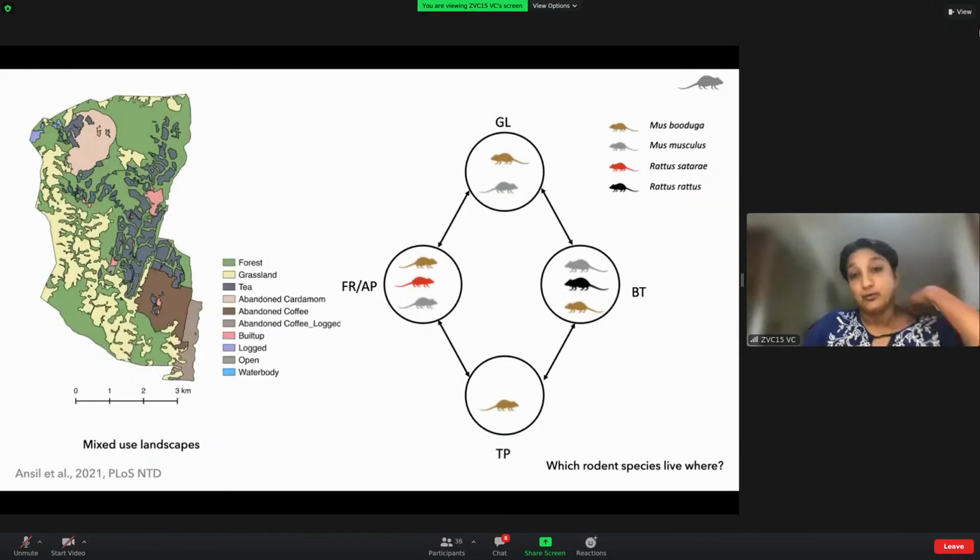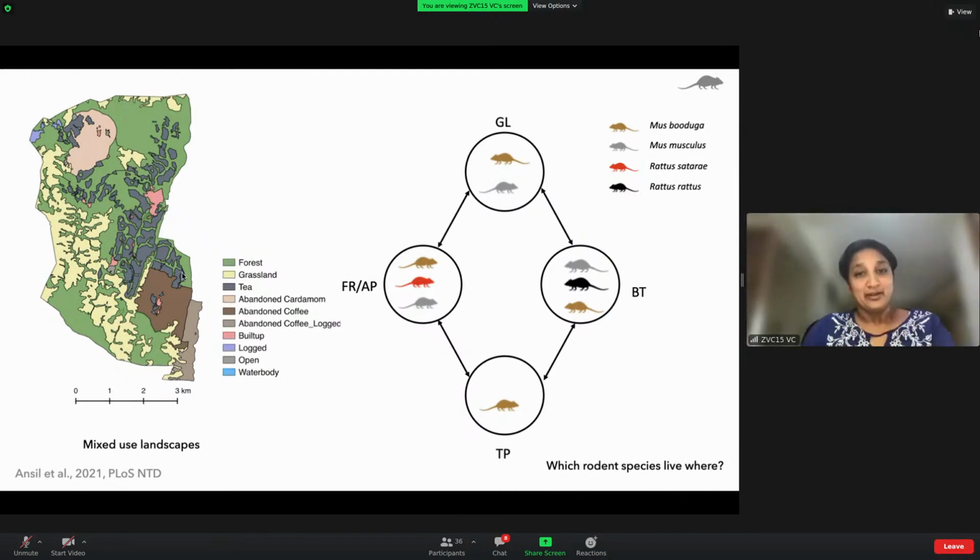And in this case, we explored a bacteria called Bartonella. Just to show you, that picture looks very pretty, but overall, this is what fragmentation is. This habitat is in small little parcels of grassland, forest, tea, abandoned cardamom, and so on, all kinds of stuff. And you can imagine that the rodents which live in these different habitats differ. Grasslands are dominated by mice, and forests are dominated by rats. And so you can imagine that this kind of interface can lead to a lot of spillover even between the different rodents.